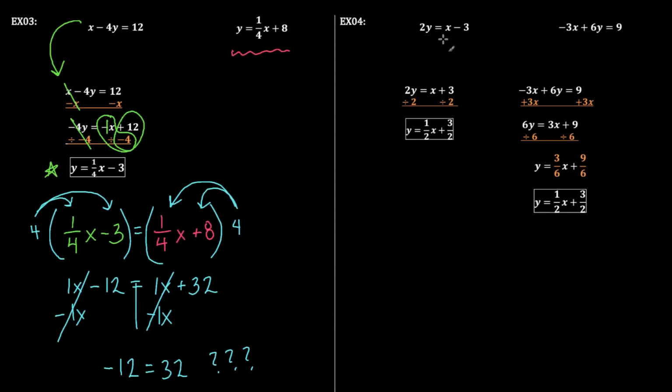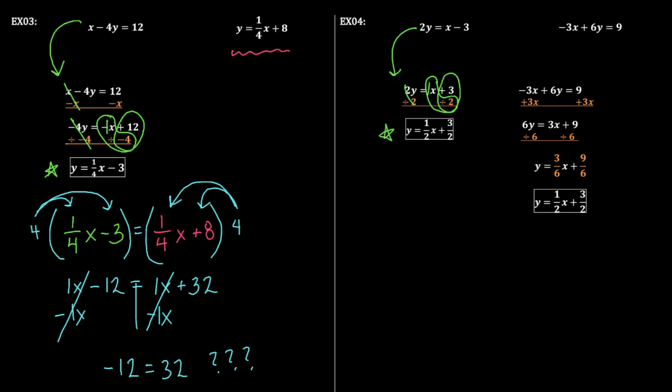So we have 2y equals x minus 3 and negative 3x plus 6y equals 9. Neither of these say y equals. So I changed this one first. Luckily for me, all I had to do was divide by 2. 1/2 x, 3/2. Let me make sure y'all can see that. And that is my equation.